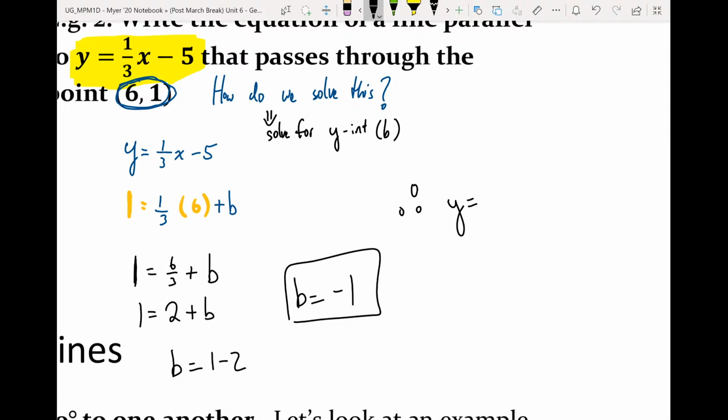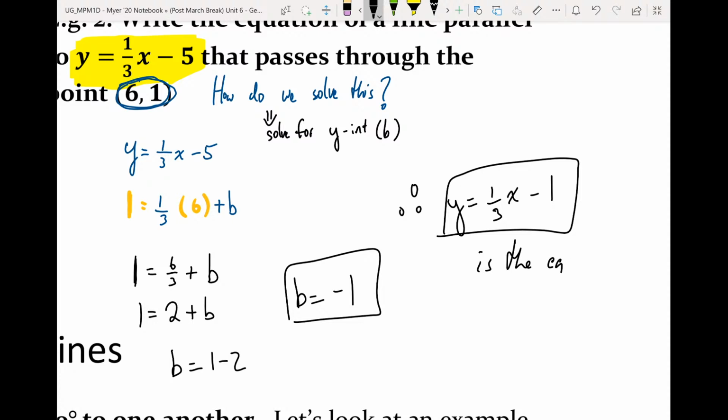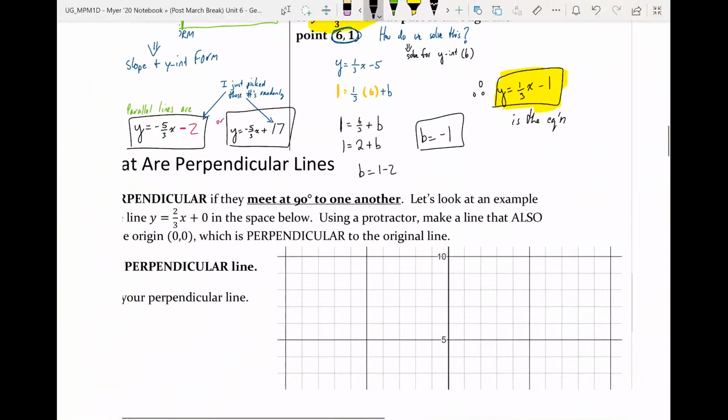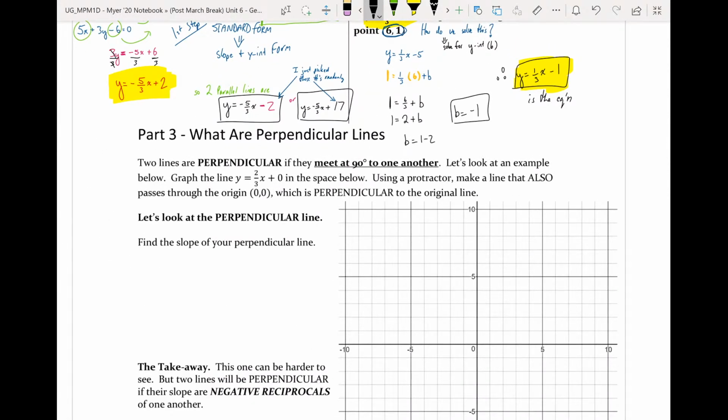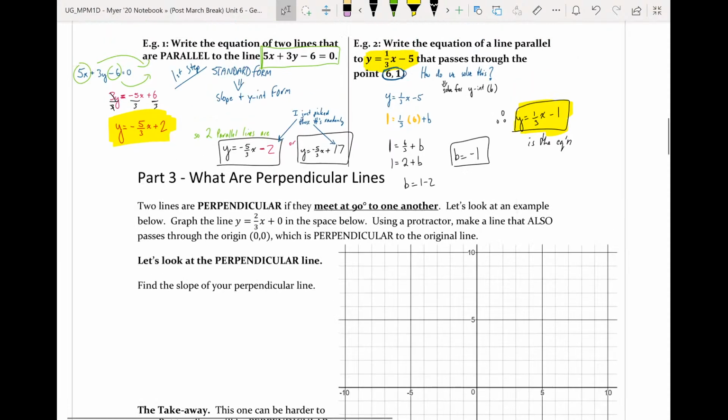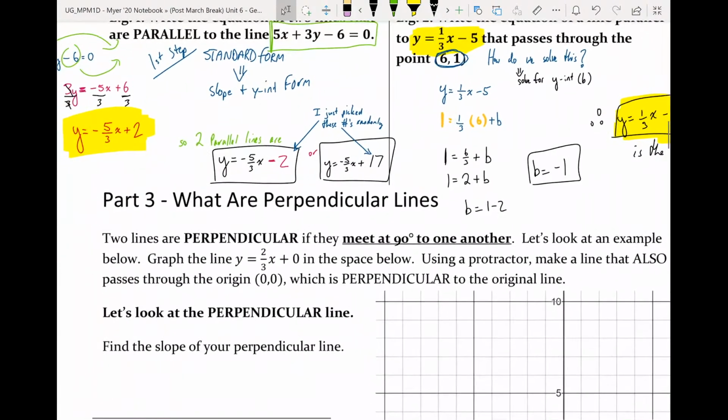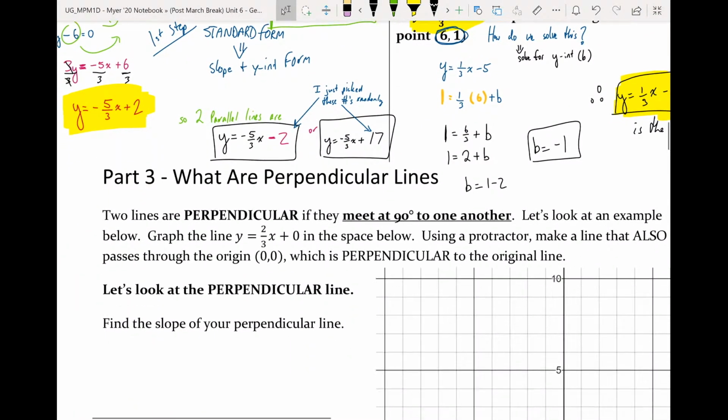So therefore, y equals, then we put our same slope in that we had before, 1/3x, and instead of -5, we put in -1. So that's our equation. y equals 1/3x minus 1. All right, so that was parallel lines. So basically the takeaway is that parallel lines have the same slope. So we kind of just built on that with the last 2 examples. Using that same knowledge, what are the equations of the lines?